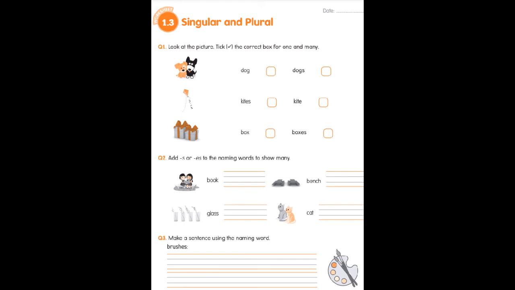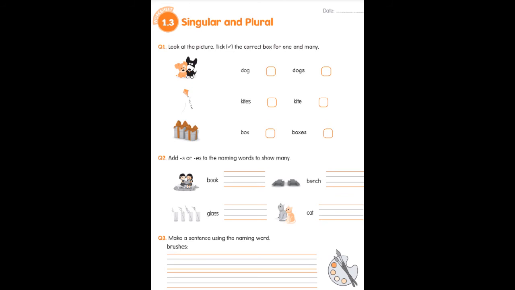Now see the next picture of a kite. How many kites can you see? Then what should be the answer? Kites or kite? Yes, when it is one, we will not add s. Kite. And the last, there are more than one box that I can see over here. So again, where we have added es, boxes. Very good.